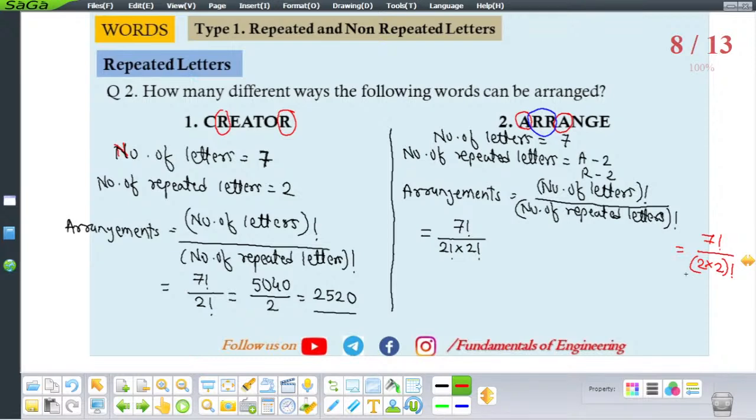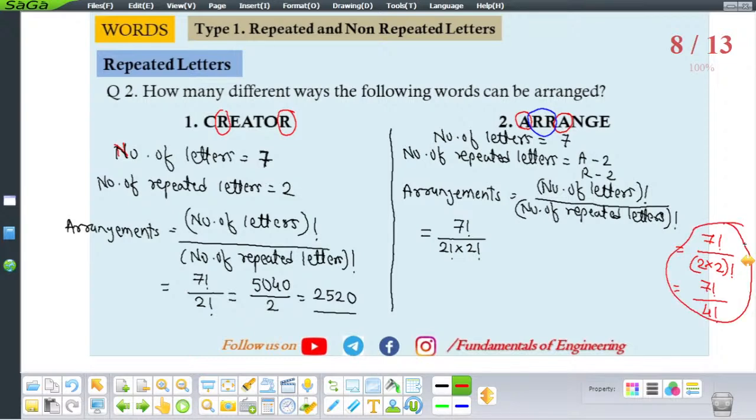For which 210 is the final answer. See what mistake the students are making, I will tell you. 2 into 2 they are taking, since A is repeated twice and R is repeated twice. So 7 factorial upon 4 factorial is what we get. But this is absolutely wrong. This is absolutely wrong.